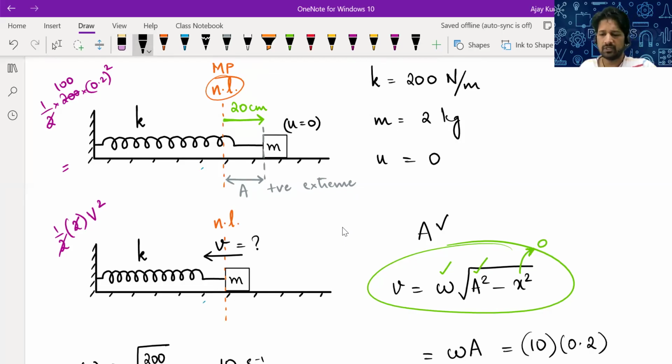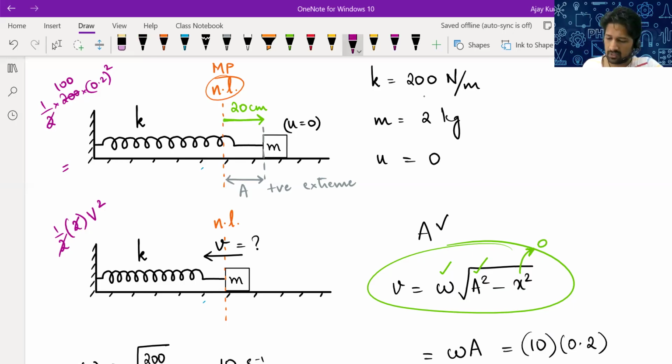Is this clear to all of you? Any doubts so far? Fine. So speed part can be taken care of using energy conservation as well as SHM ideas. How to apply SHM idea we have just learnt.